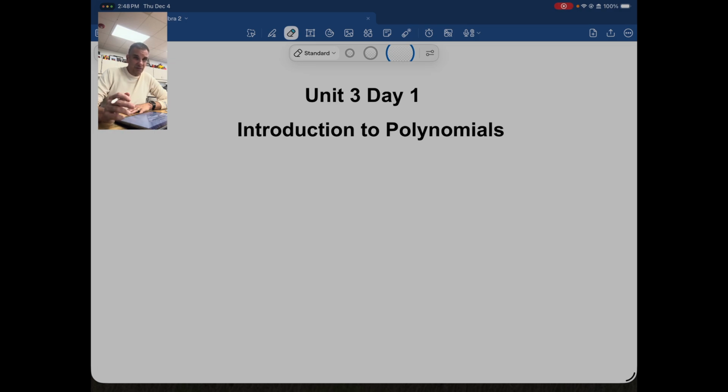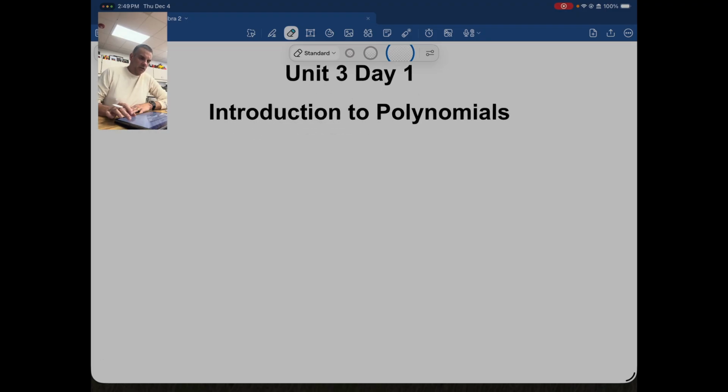Several notes. I'm going to go through the video really quite quickly. If you have to pause it to write down some more of the notes, I certainly can do that. Otherwise, some of the slides are going to go through pretty quick that just have explanations on them. So again, introductions to polynomials.